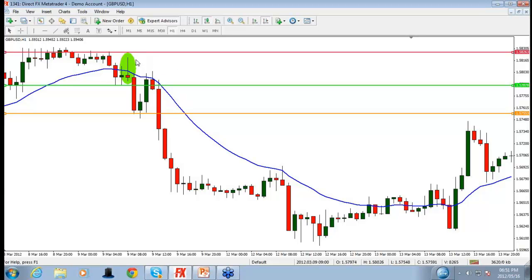Rule number 4. If the entry is not triggered within 3 to 5 candles, delete the pending order and wait for the next signal. So if it's not entered, now you wait 3 bars, and if you did not enter, you just delete it. Don't keep it in there for further.